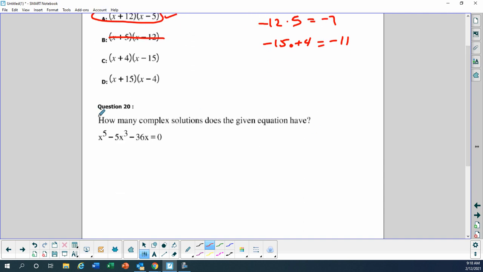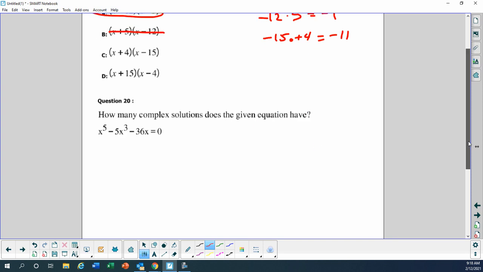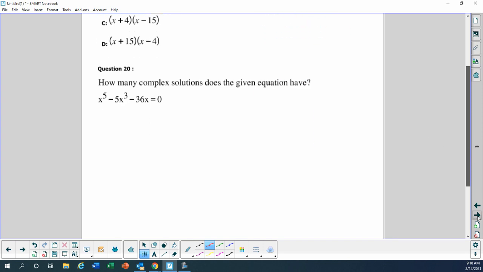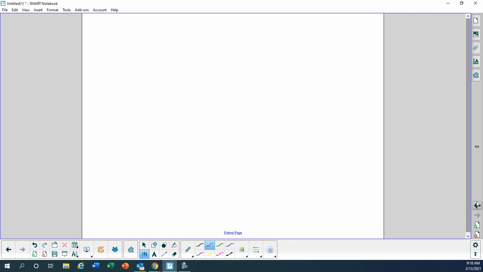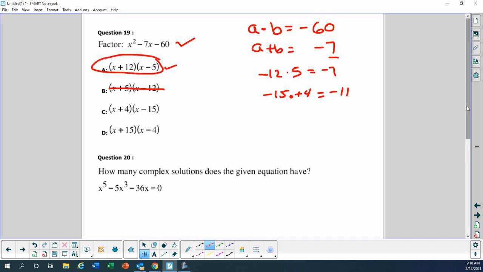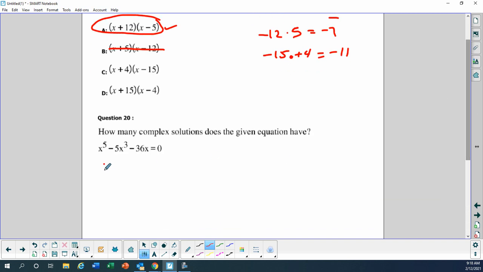All right, the last one. How many complex solutions does the given equation have? Does it have choices? It does have choices, I just couldn't see the boxes. I think it's 1, 2, 3, 4 as the choices. I don't know, but let's just graph it.